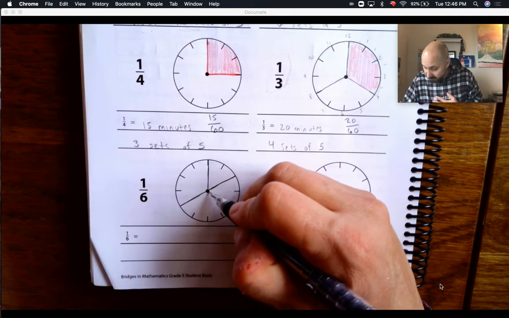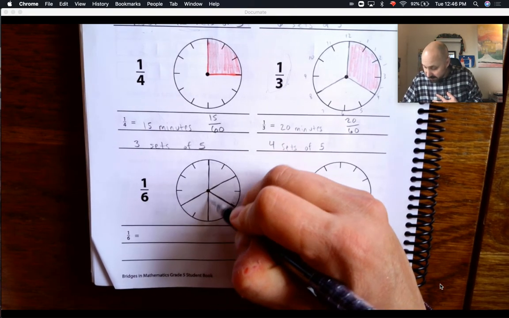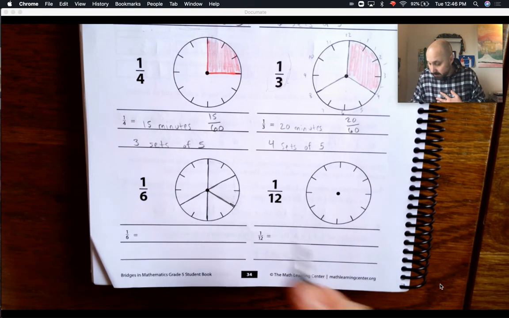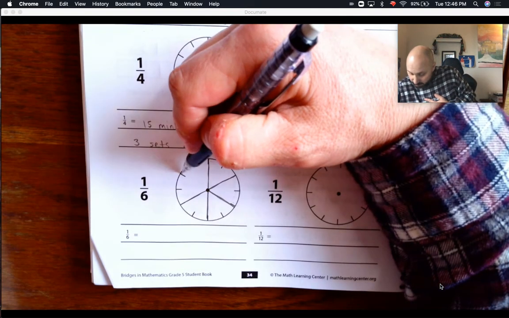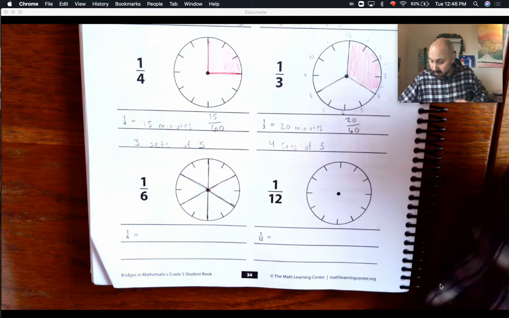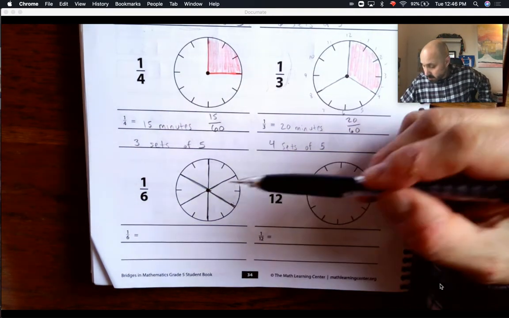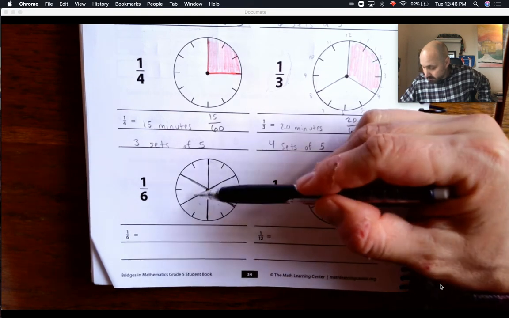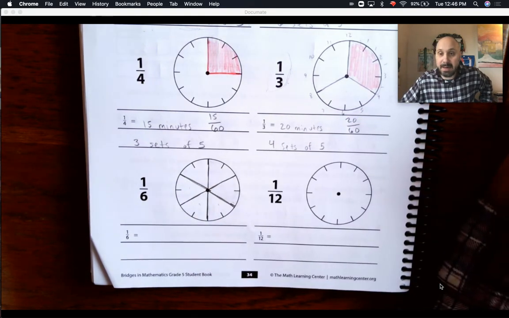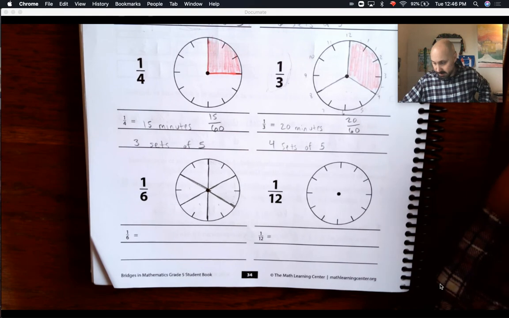I'm going to do the same thing with this third here. I'll break that up. Now I'm going to do the same thing with this third up here. I'm going to break it up. And look at that. We should have 6 equal pieces on our clock. 1, 2, 3, 4, 5, 6. Bing, bing, bing. I do. I have 6 equal pieces.